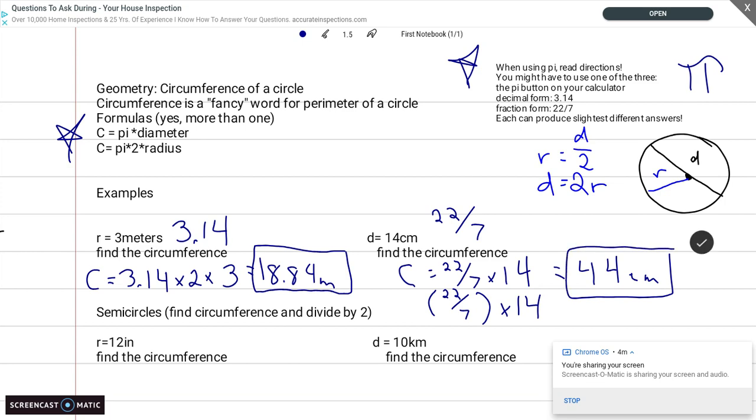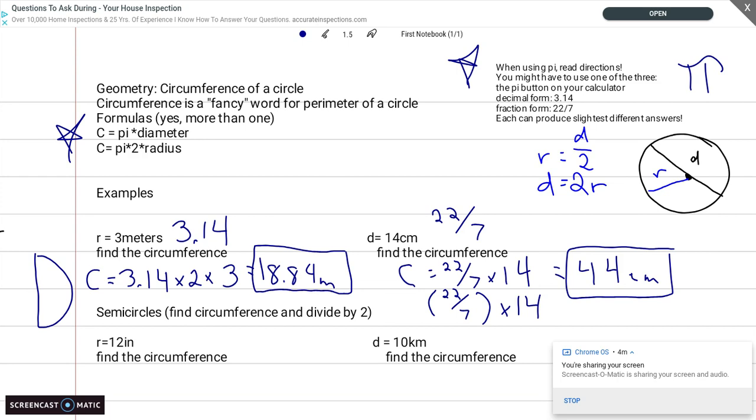Another type of circle that you might be asked to find the circumference of is a semicircle. A semicircle is just a circle that's been cut in half. It looks like a giant letter D. So when you're trying to find the circumference of this shape, find the circumference of the whole circle and then just divide it by 2.